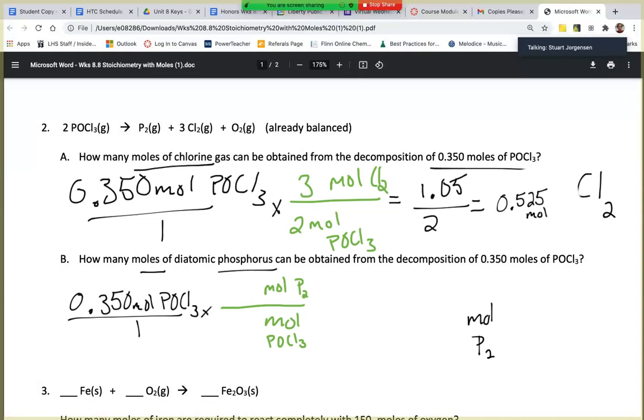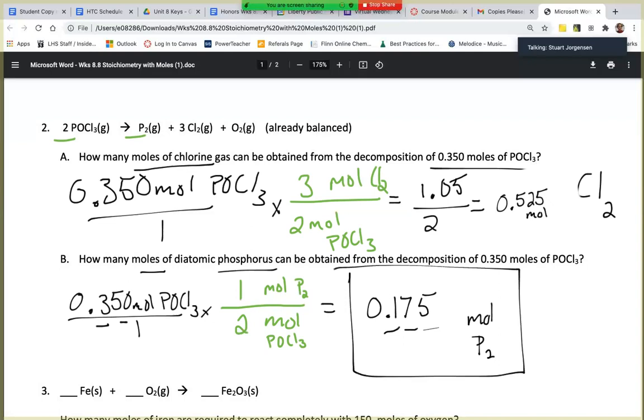Now we can go to our balanced equation and pull our numbers. We know that it's 2 moles of our POCl3 for every 1 mole of P2. That's an implied one, it isn't written. So to solve, all we got to do is take our 0.350 and divide by 2. This comes out to 0.175 moles of P2. Quick double check on sig figs: this had 3 sig figs, and this had 3 sig figs. Here's our final answer for letter B.